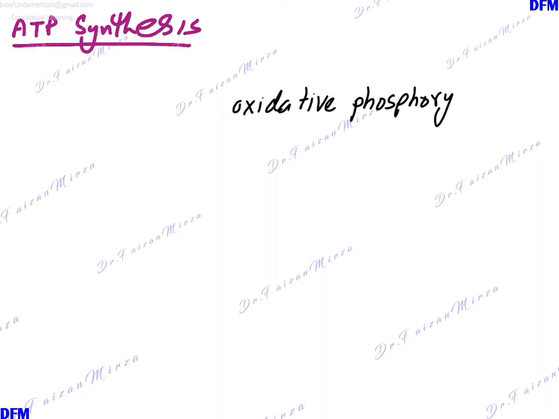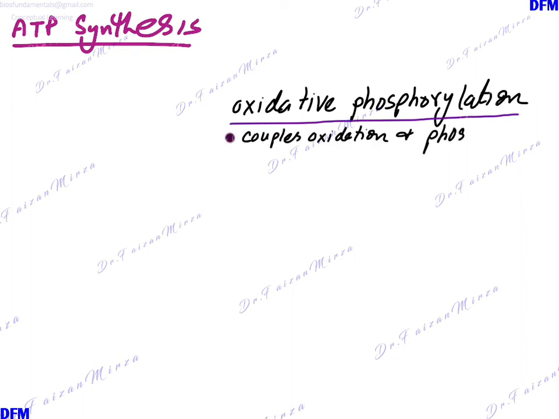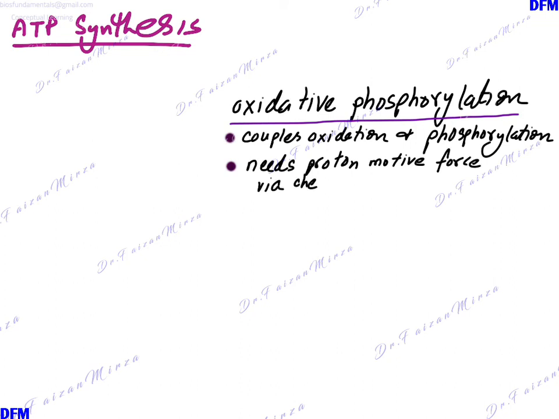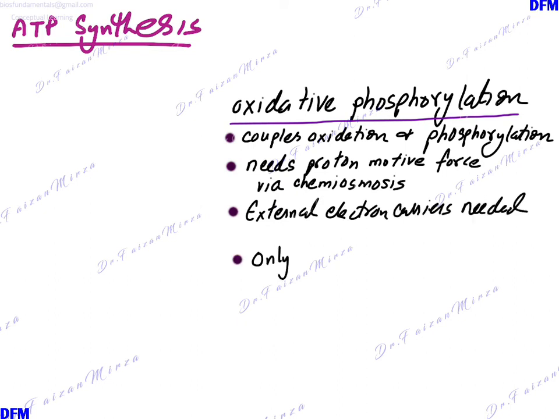What is oxidative phosphorylation? It differs from substrate level phosphorylation. Basically, it couples oxidation and phosphorylation through the electron transport chain and chemiosmosis. This needs a proton motive force, as already discussed under chemiosmosis. External electron carriers are required, where the electron transport chain will occur. And this occurs only in aerobic conditions.